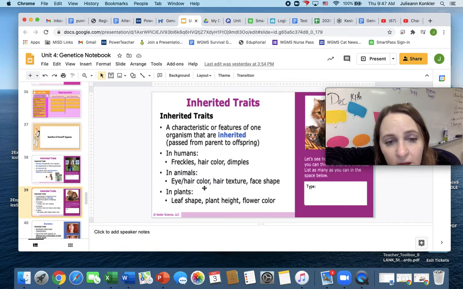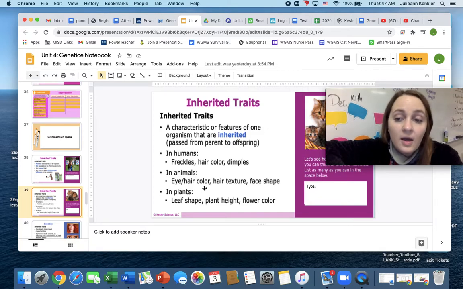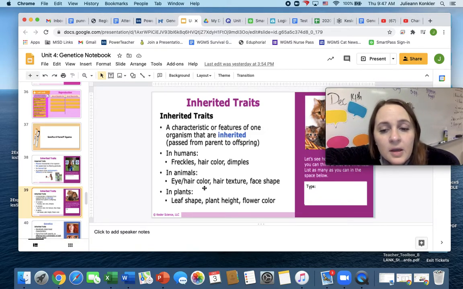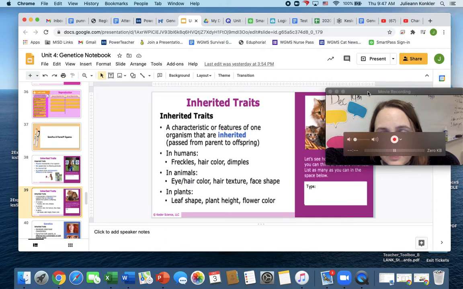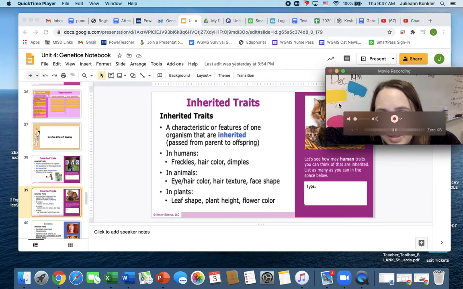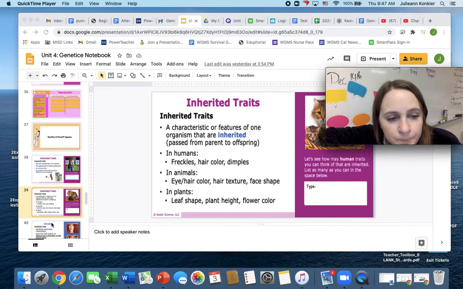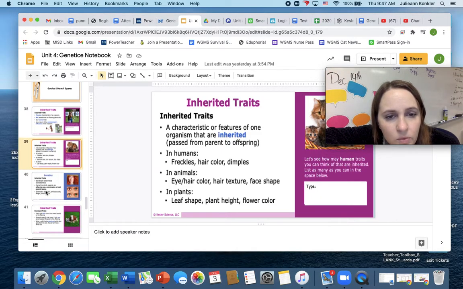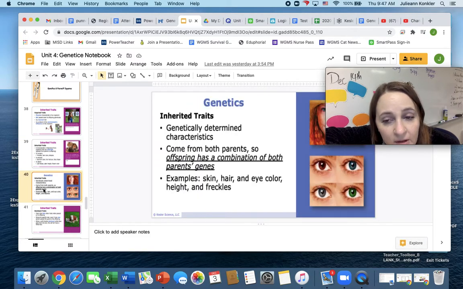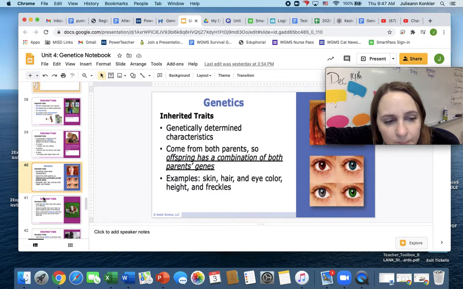So we have freckles, hair color, all that you have genetically inherited. Coming down, it says, let's see how many human traits you can think of that are inherited. List as many as you can in the space below. It gives you some more examples, the eye color, the hair color, things like that.